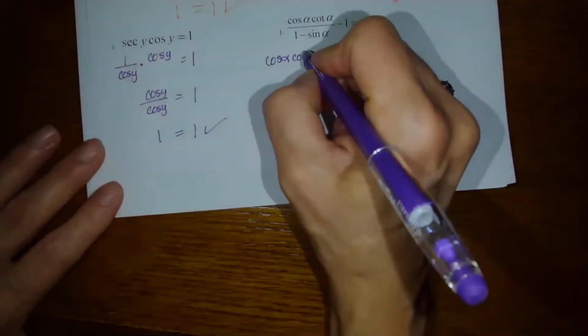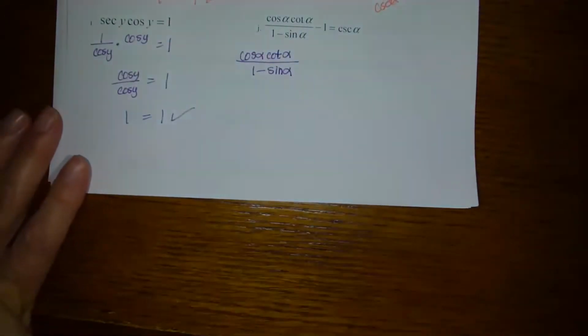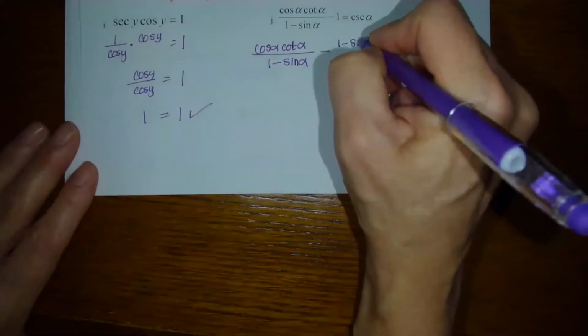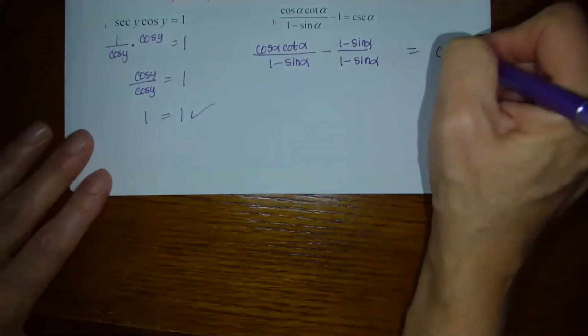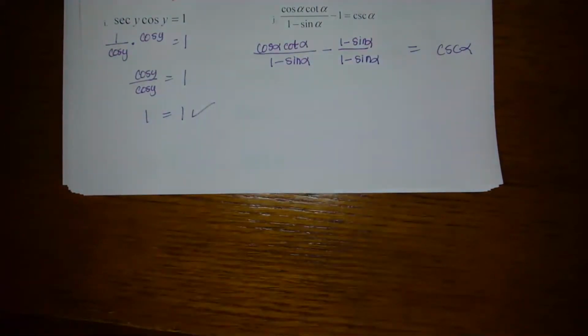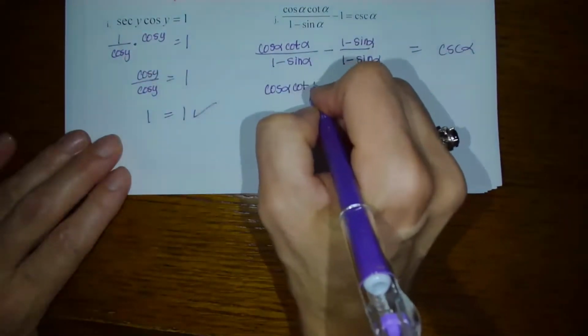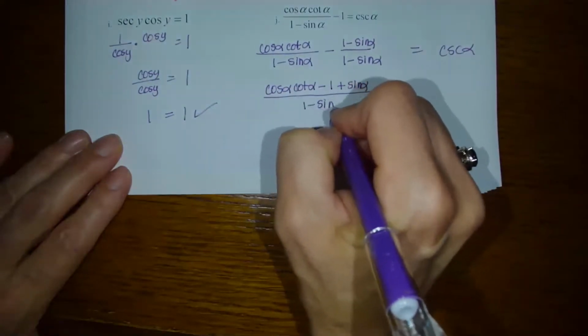Okay, so we're going to try this. Now, when you have a 1, what's nice and magical about a 1? How can I rewrite 1 so it looks better with this fraction? How about 1 minus sine over 1 minus sine? What's the advantage of that? Now I have a what that I need with fractions? Common denominator, right? So now I have what? What mess do I have up there? Cosine theta, whoops. Cotangent theta minus 1 plus sine theta all over 1 minus sine theta, alpha.